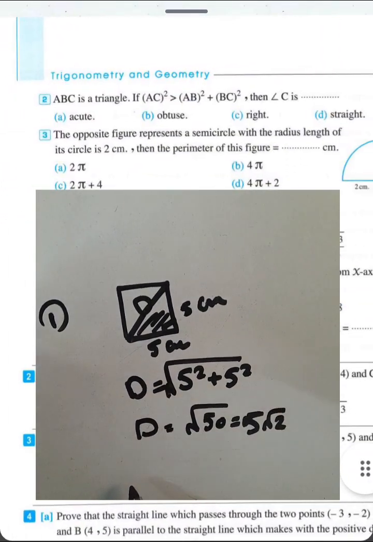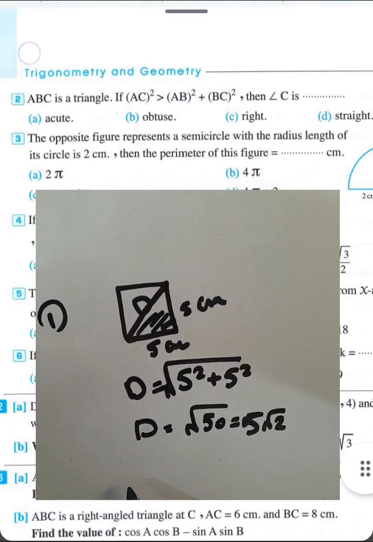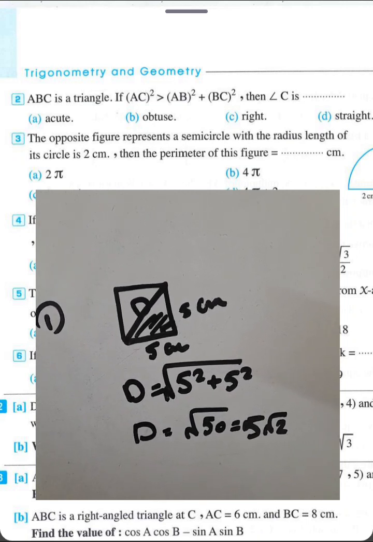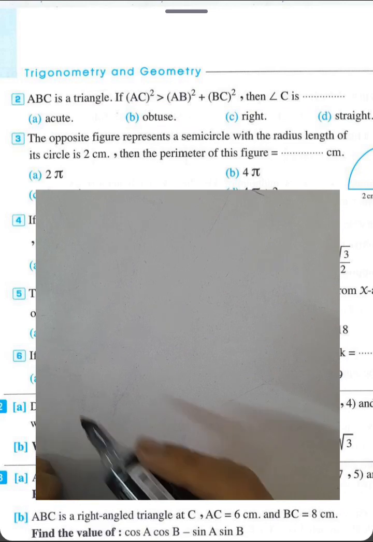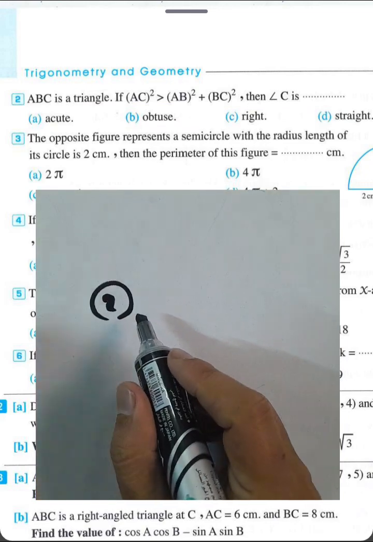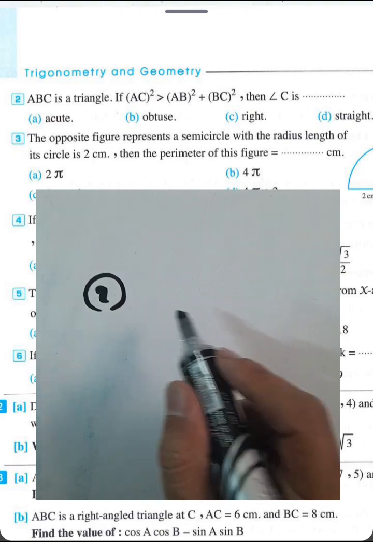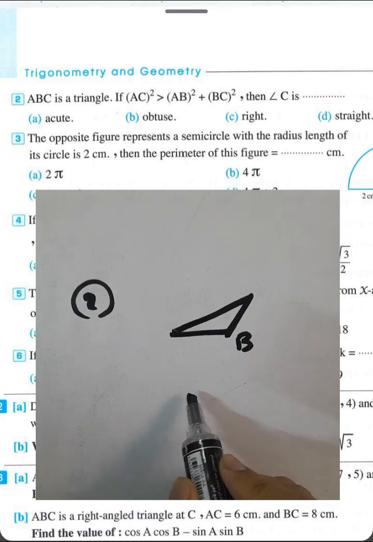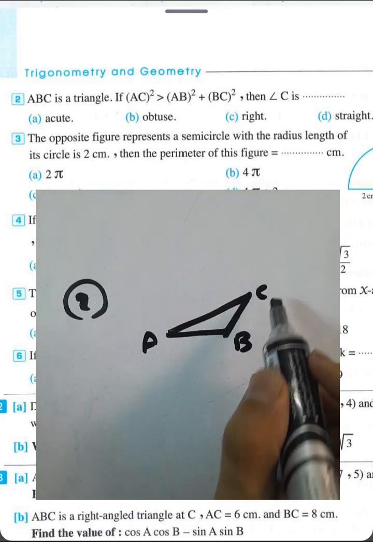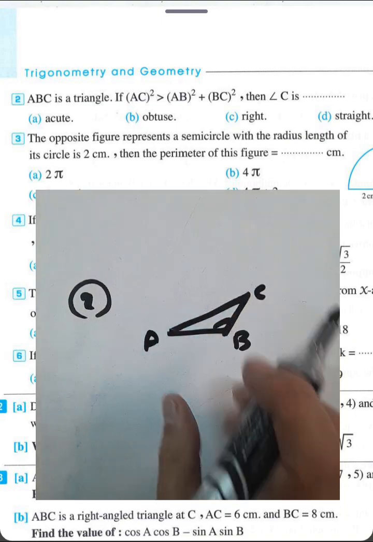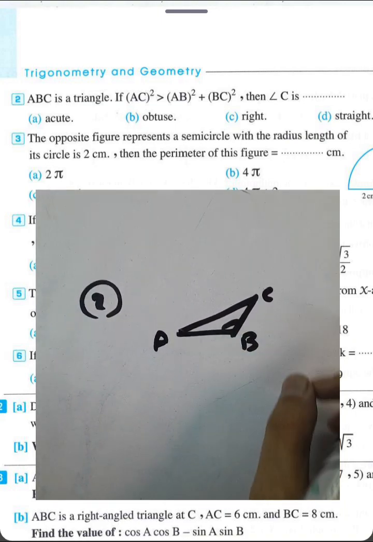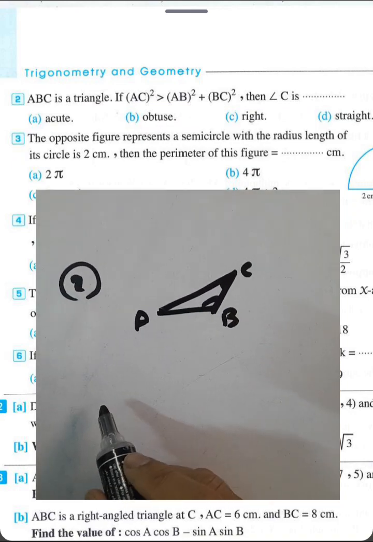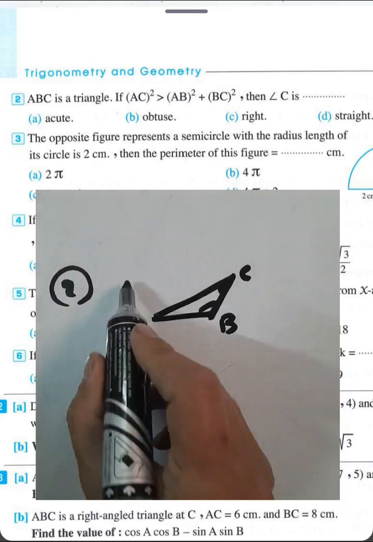Next question, number 2. ABC is a triangle and EC power 2 is greater than EP power 2 plus BC power 2. Then angle P will be obtuse because EC is opposite to EP and EC power 2 is greater than EP power 2 plus BC power 2. Then the measure of angle C here is less than 90 degrees. It's an acute angle. Okay, then you must choose letter A.